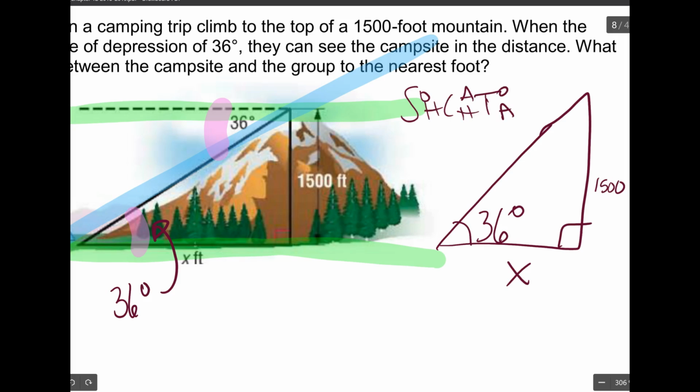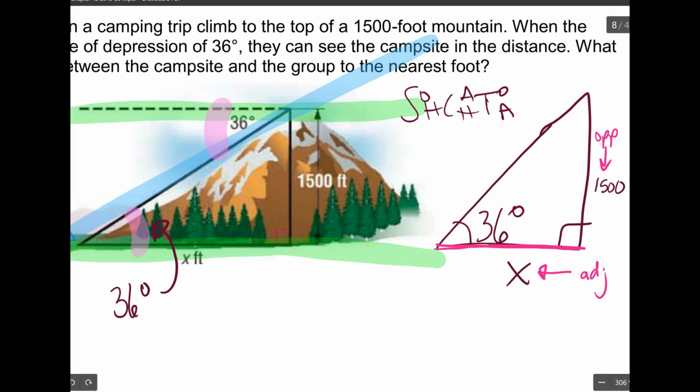Okay, let's label our sides. X is which side? It's my adjacent side. X is the adjacent side to the angle. And the 1,500 feet is the opposite side. How do you know that? I understand SOHCAHTOA, but I don't know how to put it together. That's the first step. So, the adjacent side.